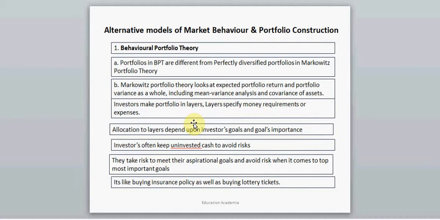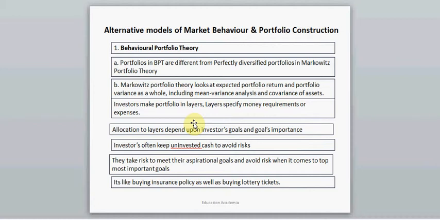So for the first layer, definitely, since they take very little risk, the return will be very little. And for the last layer, the return can be very high, but again, the risk is also very high. They can lose a lot of money as well. So that's how they make the portfolios.